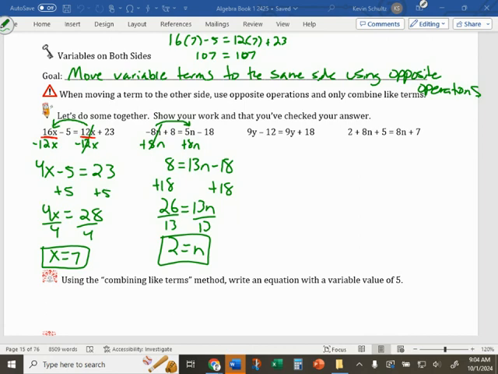9y minus 12 equals 9y plus 18. We have 8 n's on both of them in the last one. So if we move our 9y's over from one side to the other, which if we follow this process, what would we have to do to the 9y here to move it over? Subtract it, right? It's the opposite of a positive 9y. So minus 9y, minus 9y. Here it cancels out, and over here it also cancels out. Uh-oh. Okay?